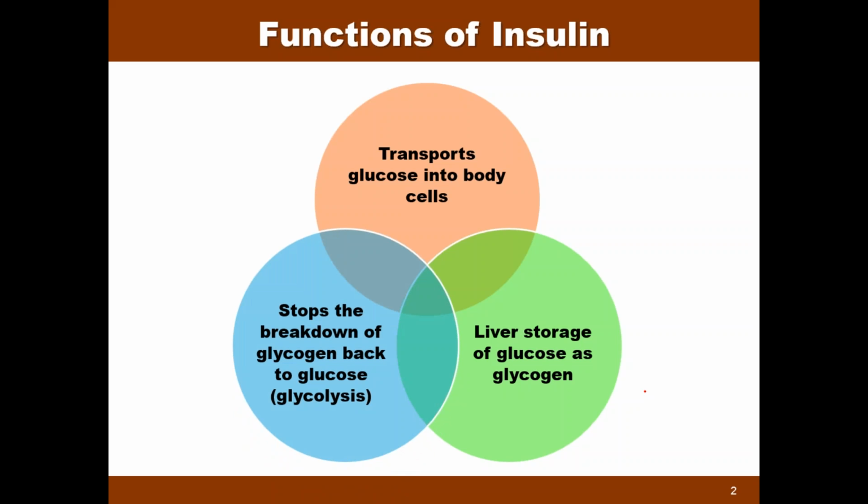Another function of insulin in the body is to stop the breakdown of glycogen back to glucose, a process known as glycolysis. So if insulin stops the breakdown of glycogen back to glucose, then definitely it also leads into a decrease in the blood sugar.